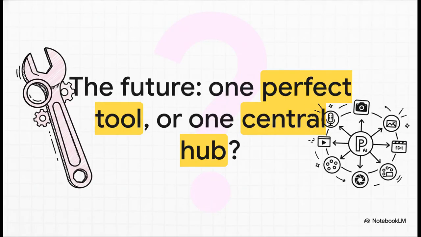And that really brings us to a huge, fascinating question about the future. As all these AI tools keep getting better and better, what's the end game? Is it one single perfect tool that does absolutely everything? Or is it a central hub that cleverly connects all the best specialized tools? Pollo AI is obviously making a massive bet on that second path.